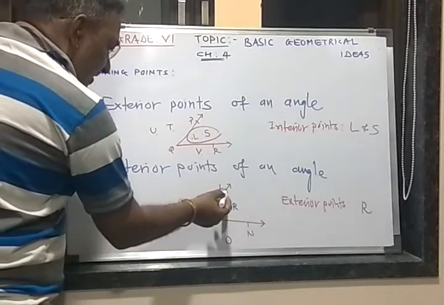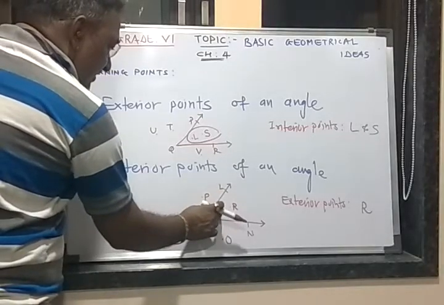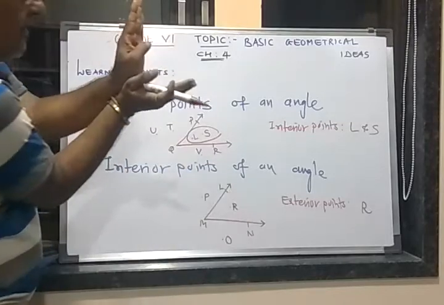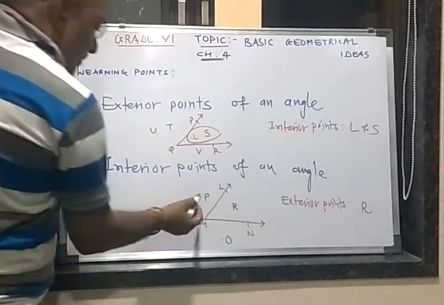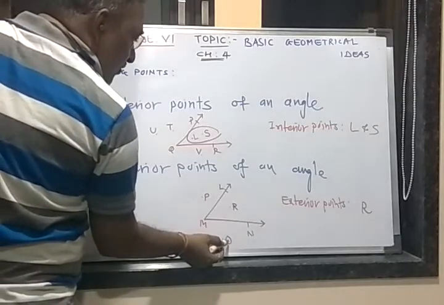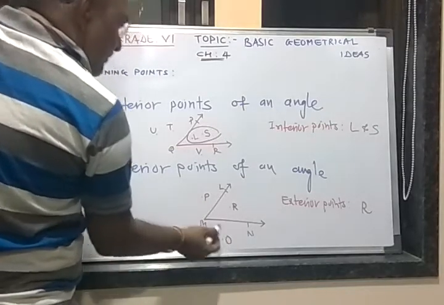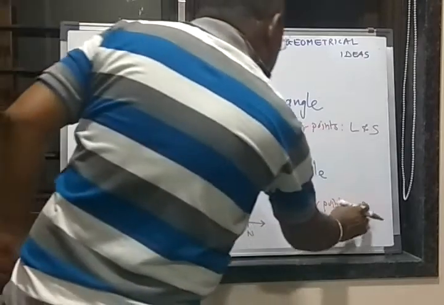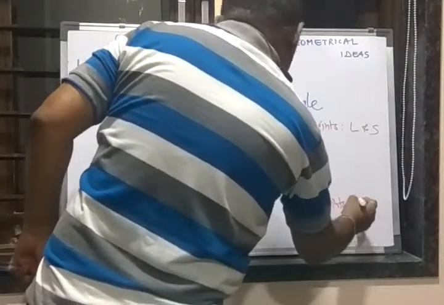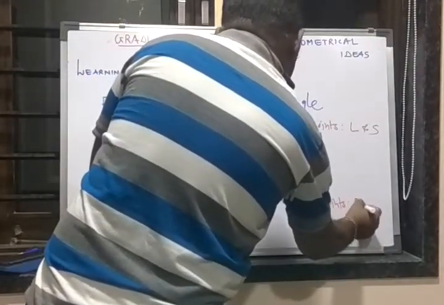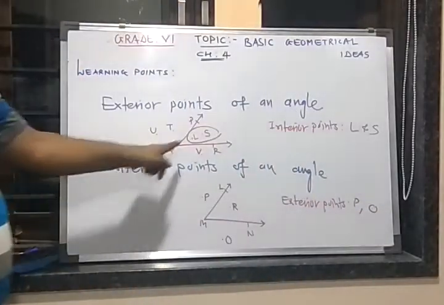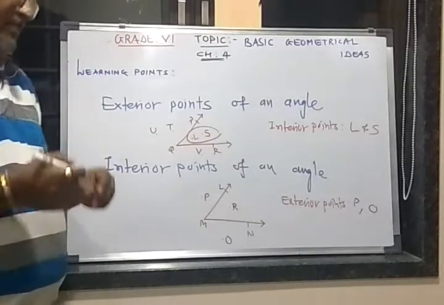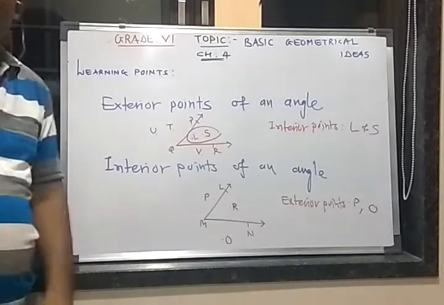You see angle LMN, this is the angle, right? In this way they are interior, but outside they are exterior. Okay, so point P and point O are exterior points, and here L and S are interior points.